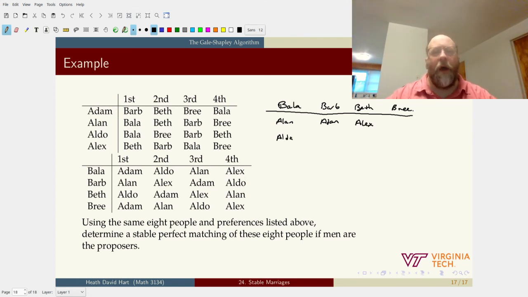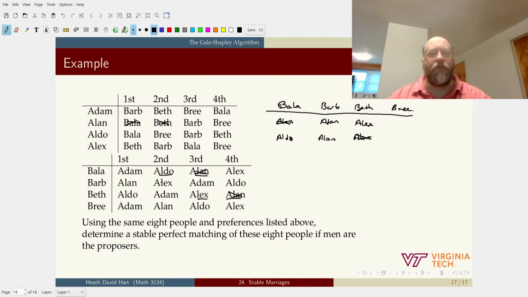And so Bala has a choice to make, but she prefers Aldo over Alan. And so Alan gets rejected. And so now Alan has to approach his second choice. So Alan approaches Beth. And now Beth has a choice to make. But Beth prefers Alex over Alan. And so Alan gets rejected a second time and approaches his third choice, who is Barb.